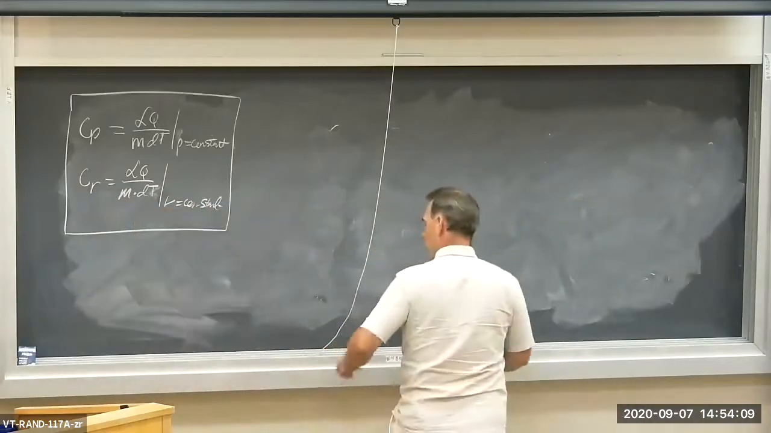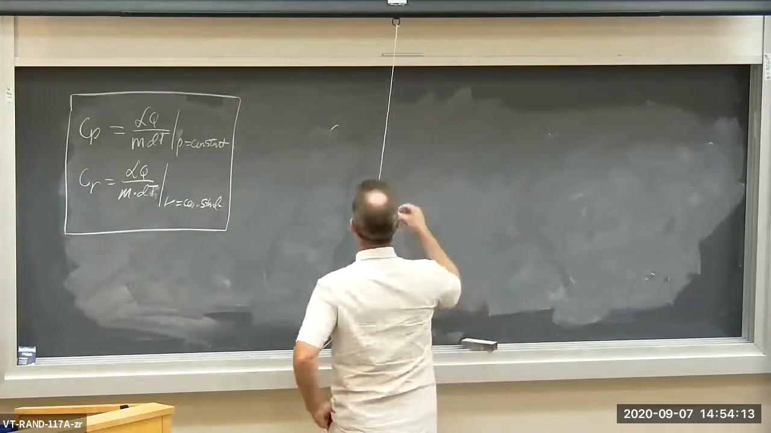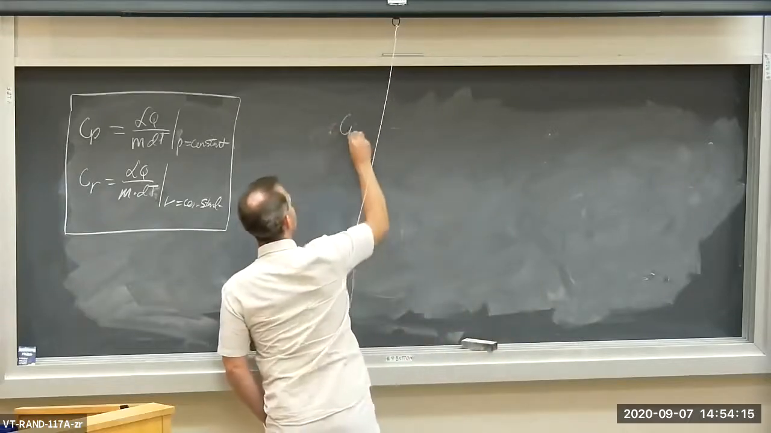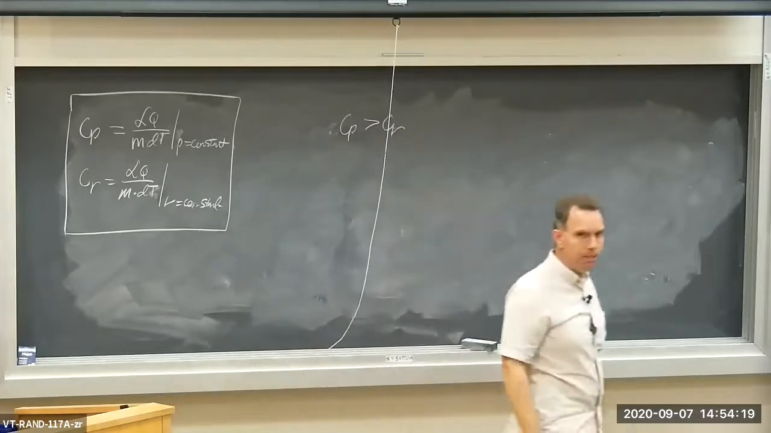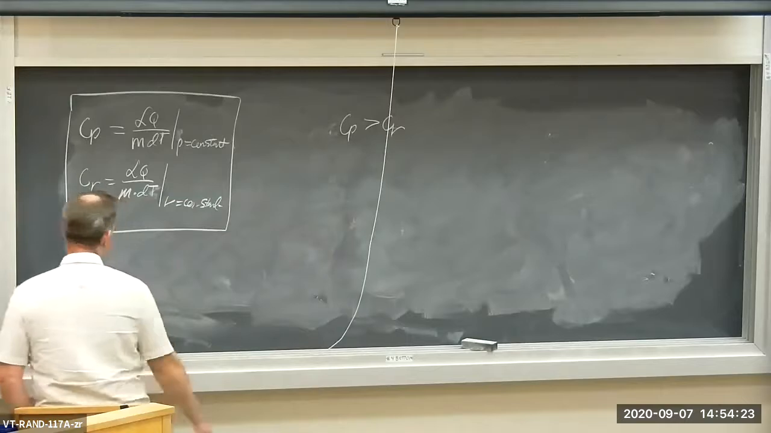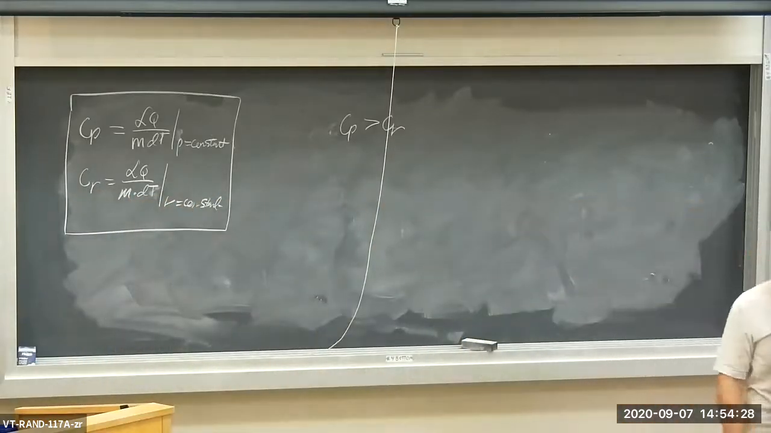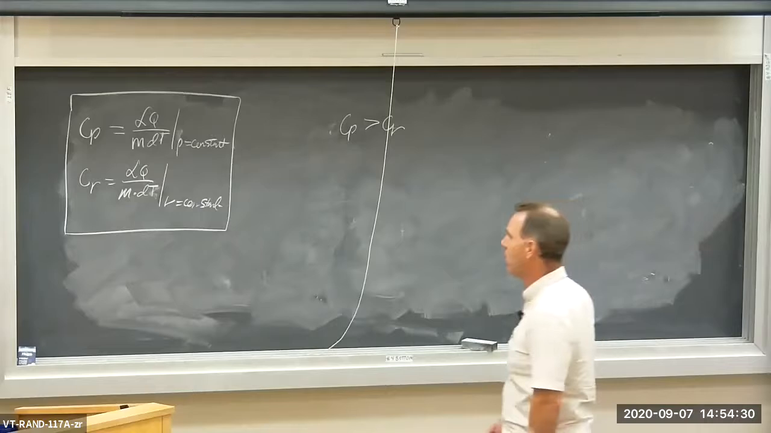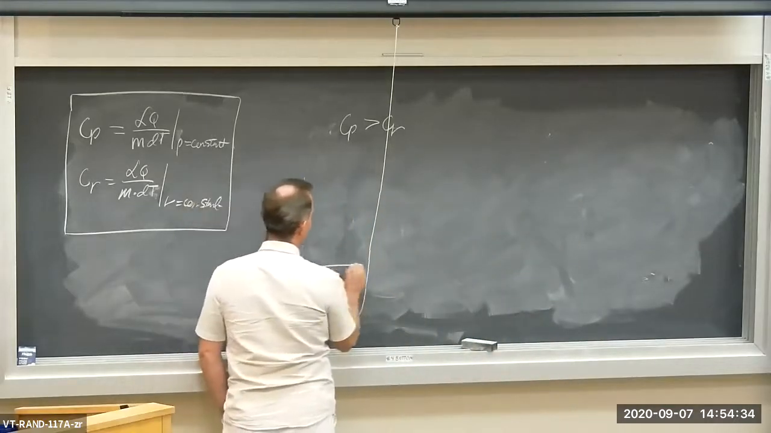Now, the first thing I want to point out is that Cp is typically greater than Cv for almost all applications. So why would specific heat at constant pressure be greater than specific heat at constant volume? Let's put the pictures up again.